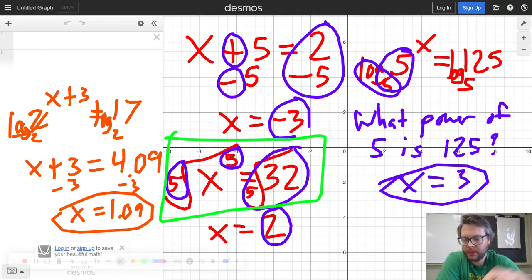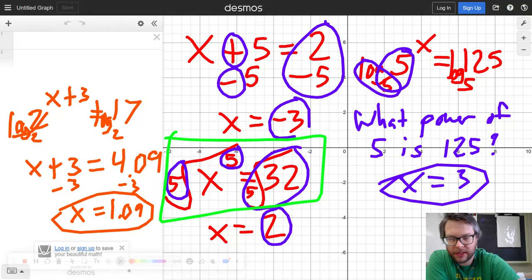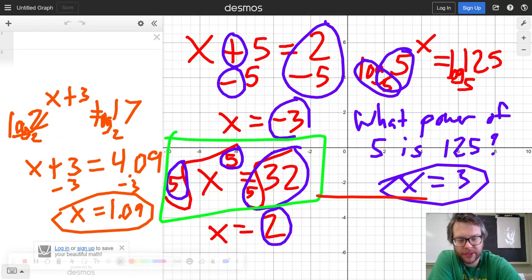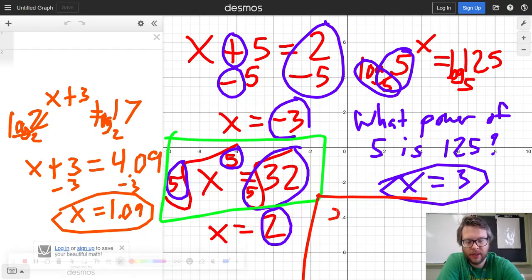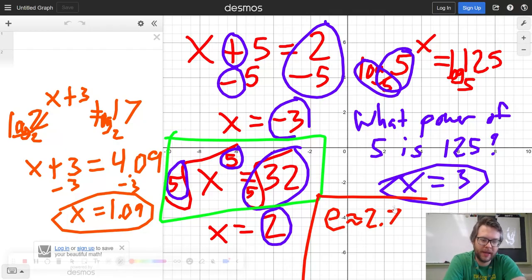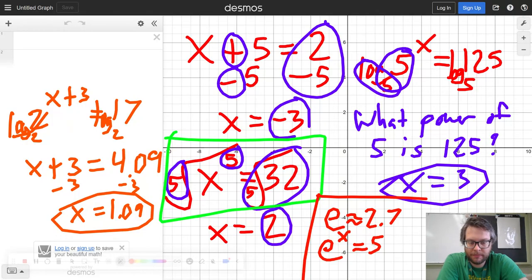Okay? One other thing that I should mention here before we talk about the graphs. There is a number that shows up a lot, and that number is e. The number e is not a variable. It's about 2.7. Kind of like how pi is about 3.1. E is about 2.7. E shows up a lot, especially when we're talking about population growth problems. So you'll often have an equation where you need to solve something like e to the x is equal to 5. Nobody expects you to know what power of 2.7 makes 5. You know it's about 2-ish.